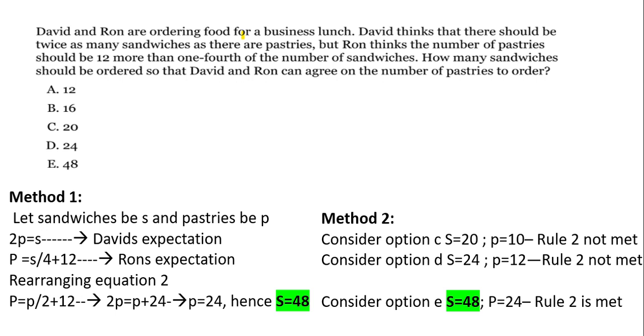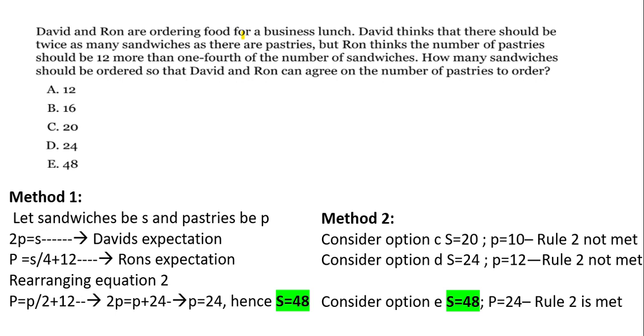In the second option, we know that the answer choices given are the number of sandwiches. Let us take one of the options. Suppose I take 20 sandwiches, which is option C, then the number of pastries should be half of it, which is 10 pastries. And I've been told 1/4 of the number of sandwiches should be 12 more than the number of pastries. If I take 1/4 of the number of sandwiches, I'll get 5. Is 10 pastries 12 more than 5? No, that is not right. So rule 2 is not met here, so this would not be the right option.